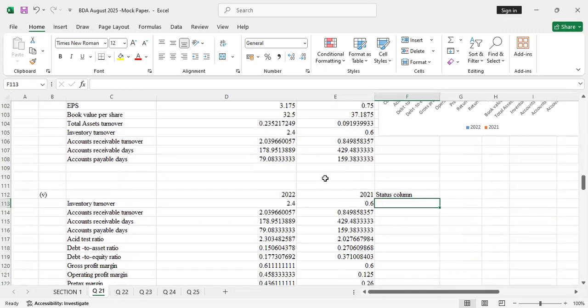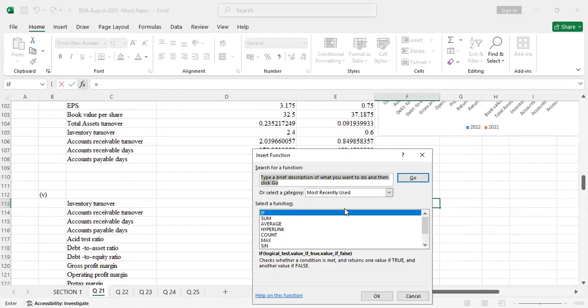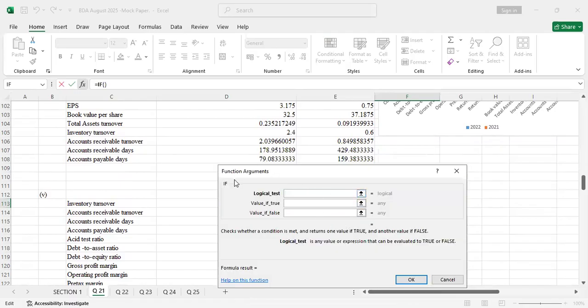So which function are we going to use? We are going to use the IF function. So you say equals to, then you can see we have IF, and I'll say okay, because I want to use the IF function. So it will give me the function arguments. Yeah, I prefer this format because it enables me to explain these things correctly.